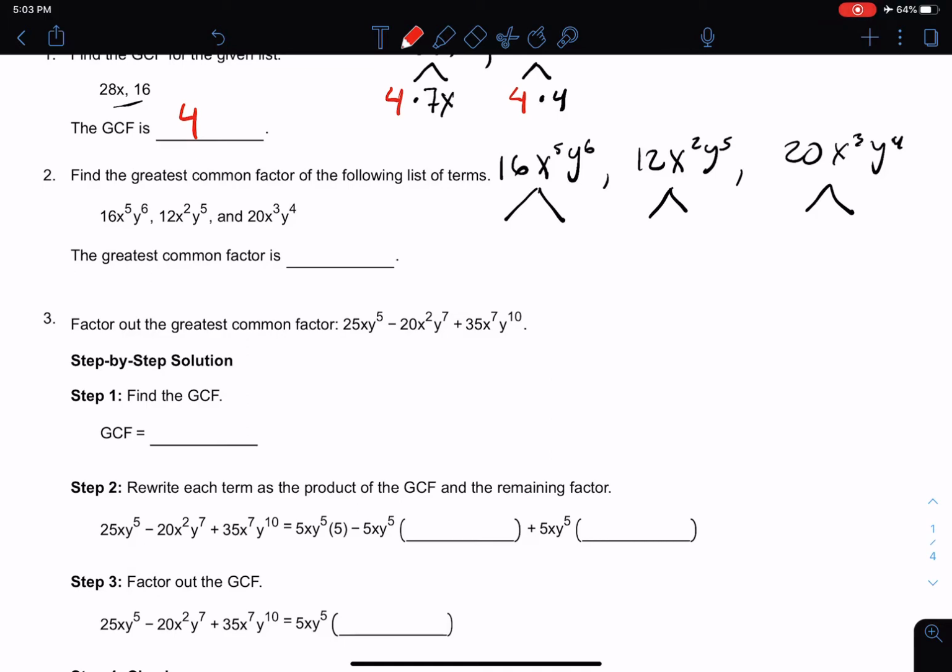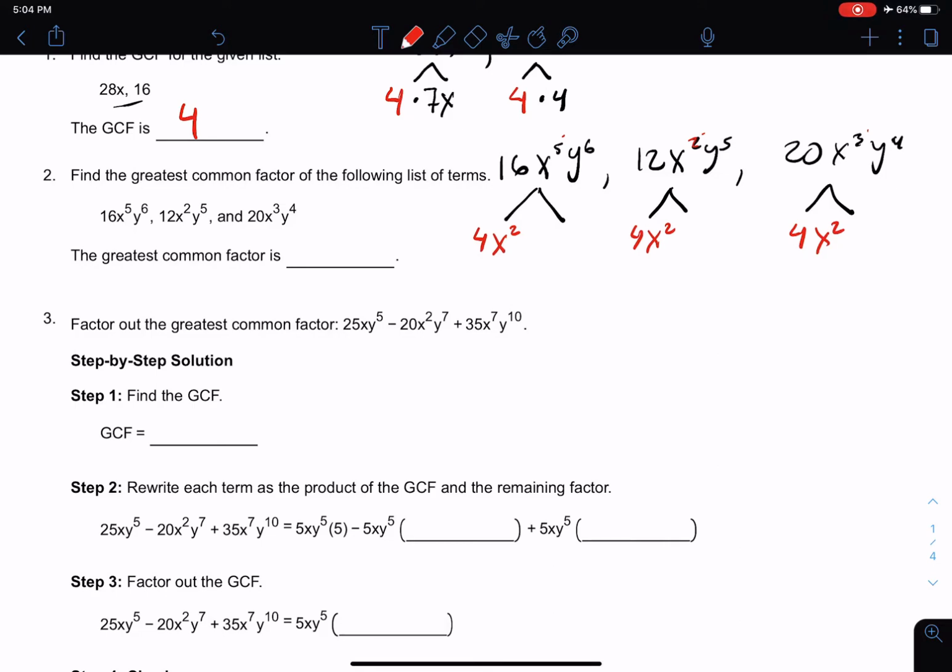So 4 is our biggest common numerical factor. Now, what about the variables? So x is definitely common. We're looking for the greatest we can take out of each one. That makes people think it might be x to the 5th, but it has to be common to all. So x to the 5th, x to the 2nd, x to the 3rd: x to the 2nd is the greatest common to all. Right? At least have x times x in each one of those. So x to the 2nd is the greatest common factor in terms of the x base.